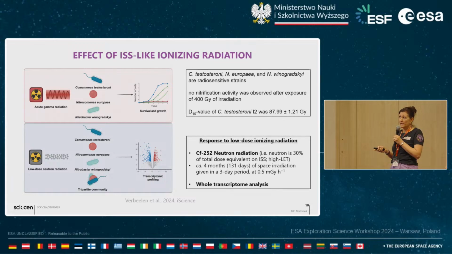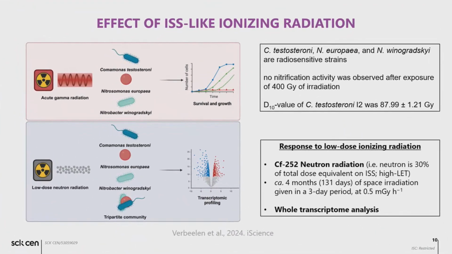We did ionizing radiations. First of all, we checked a bit the radiation sensitivity of these strains. We found out that nitrifiers are actually quite sensitive to radiation, more than an E. coli. But okay, you still can go to 400 grays before you have impact. It's not doses you would expect in ISS, but it's something to keep on board, that these processes are not so radiation resistant.